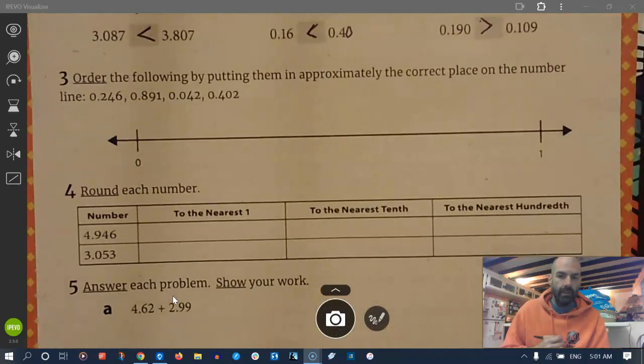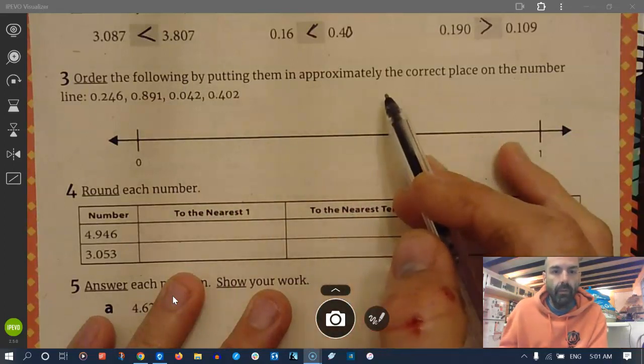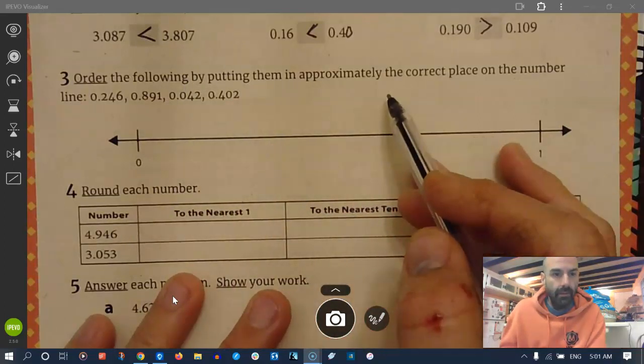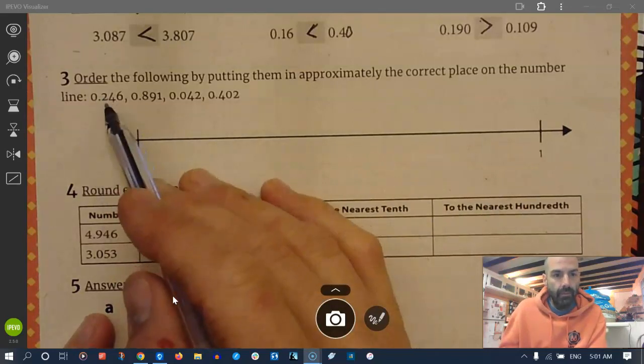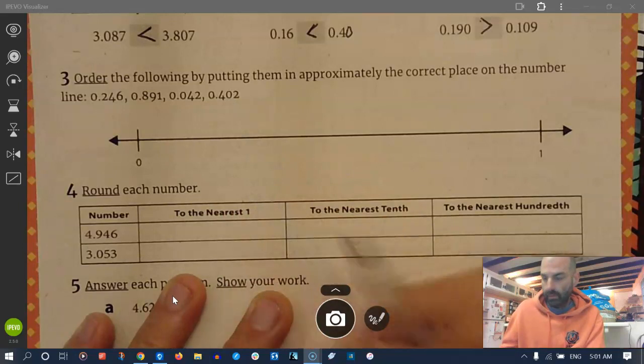Alrighty, number 3. Again, please be sure to be pausing and filling it out. Even if you're working in a group, you want to make sure you're all coming up with an answer first. All right, so it says order the following by putting them in approximately the correct place on the number line. So we have 246 thousandths, 891 thousandths, 42 thousandths, 402 thousandths.